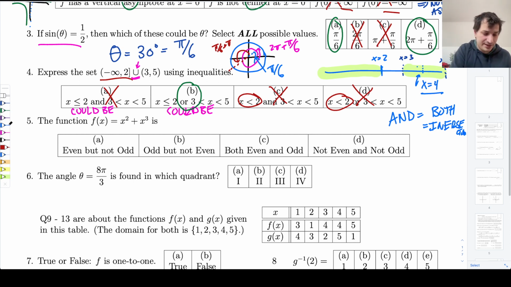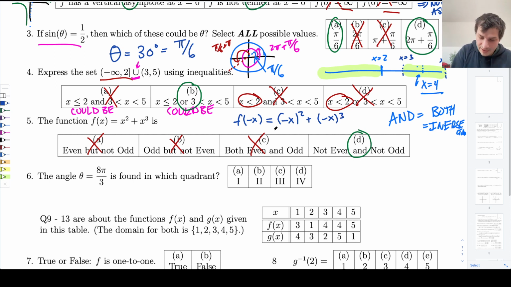This one was really well done. The correct answer is that this one is not even and not odd. So it's not both, it's neither. And one way you can see that is you could put in f of minus x, and f of minus x would be minus x squared plus a minus x cubed. And if you simplify that, you would get x squared minus x cubed.